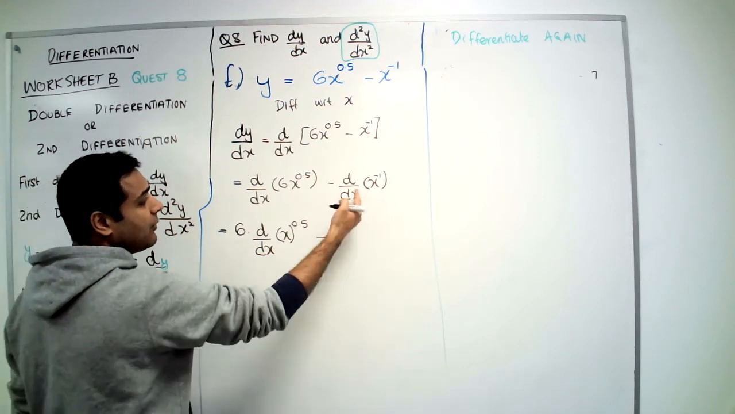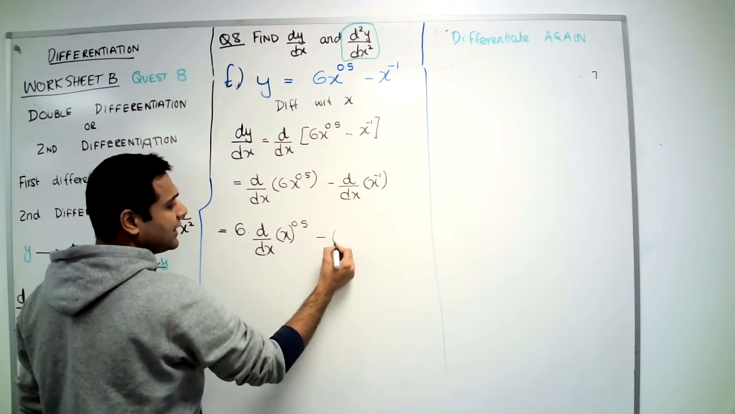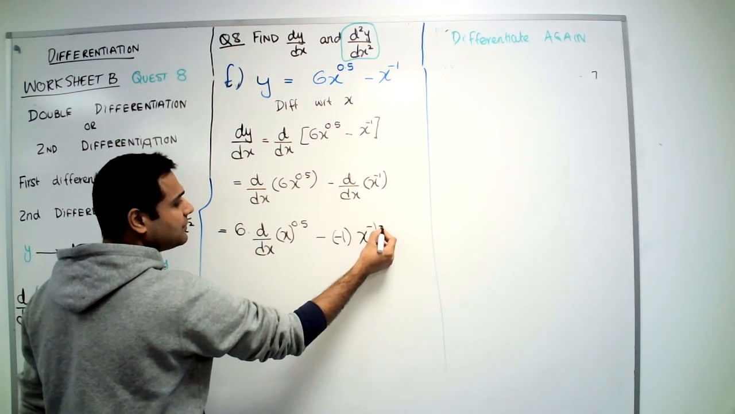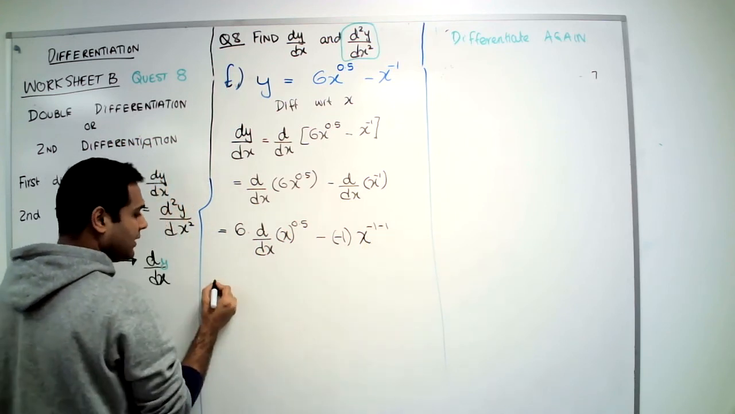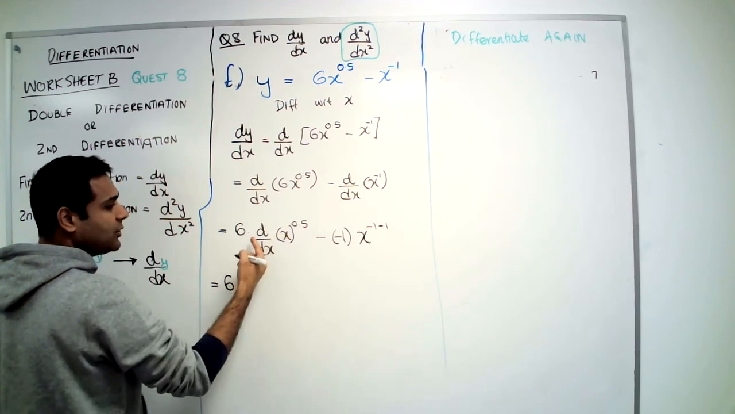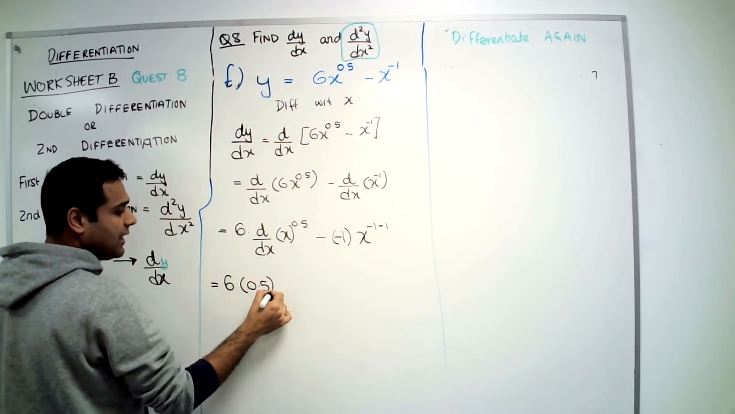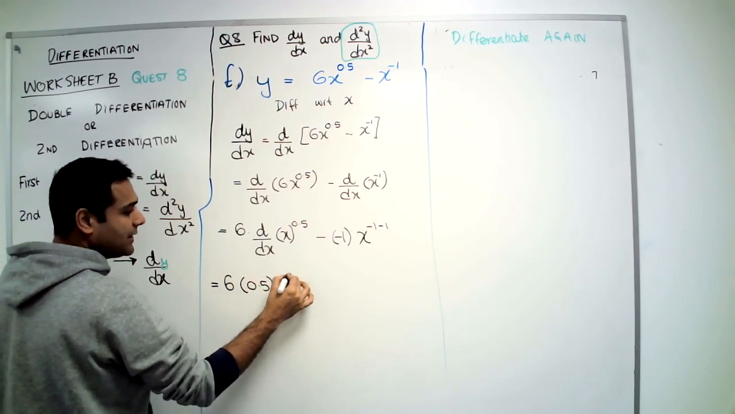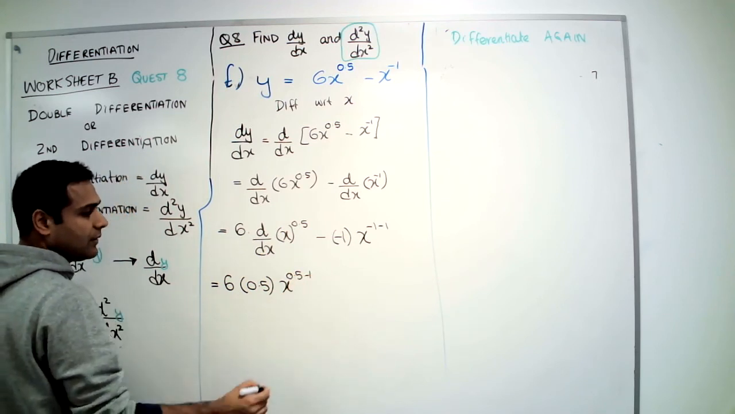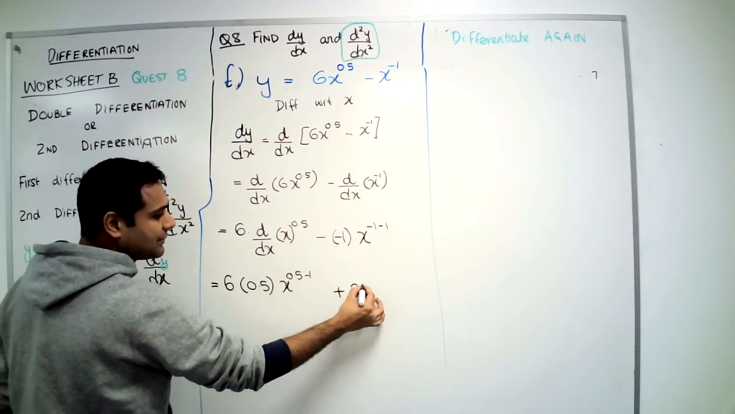When I differentiate the other one, what happens? Minus 1 comes out, so the minus is already there. Minus 1 comes out, reduce the power by 1. Okay, now let's do that one. 6 is here, 0.5 comes out, and reduce the power by 1. This minus and minus becomes a positive.